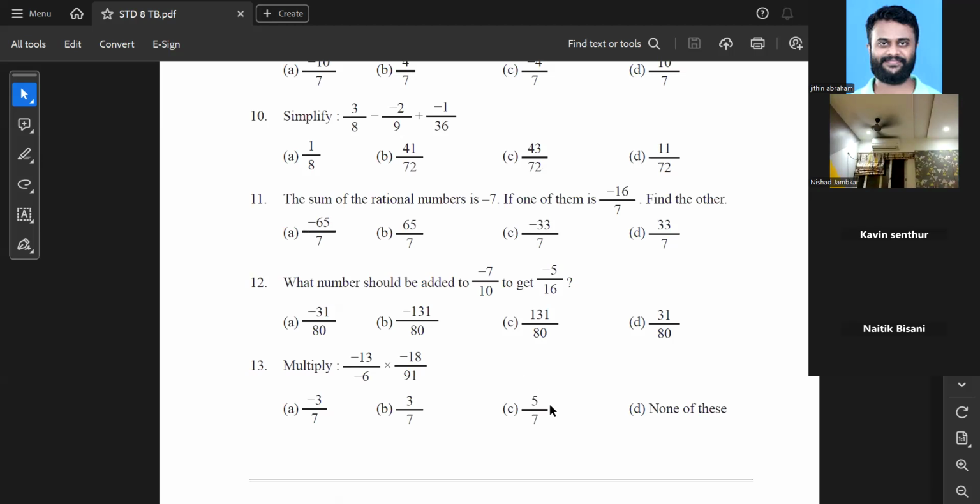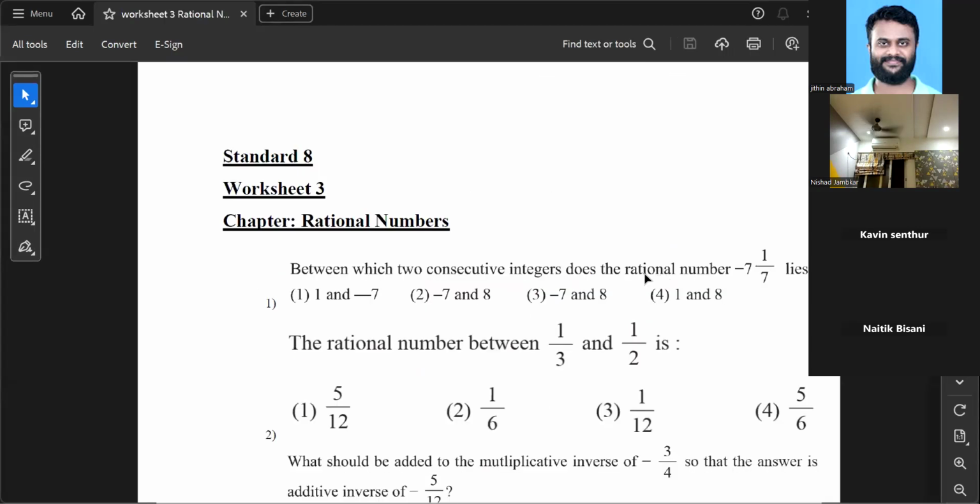Now, in this class, we are going to start solving the worksheet. Now, how to solve the worksheet? Just give me a minute. I believe the worksheet is shared with you, right? Yes, the worksheet is shared. Just give me 1 minute.